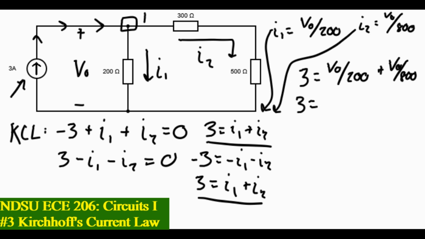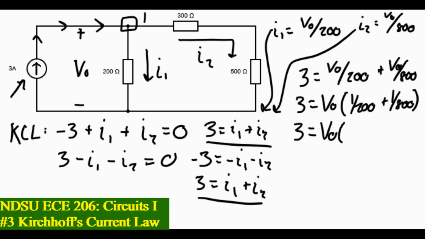Let's factor out VO and simplify. And what is that? That's going to be that. And solve for VO. 480 volts. Now let's check that.